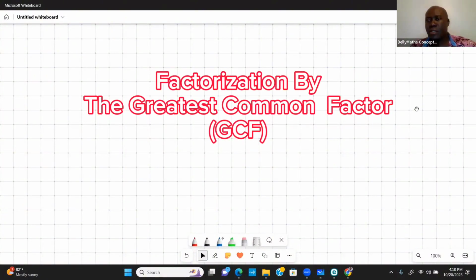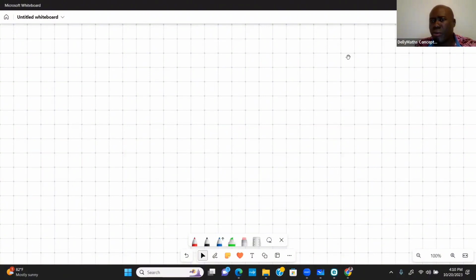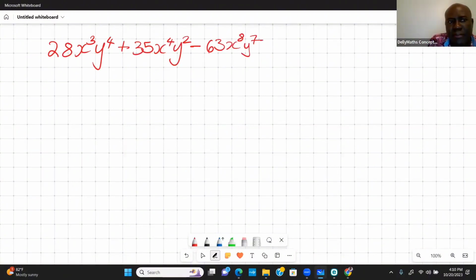All right, welcome back to the Math Concepts. What we're looking at today is how to factorize using the greatest common factor. Let us say we have this expression, and the intention is that we want to factorize it by using the greatest common factor.